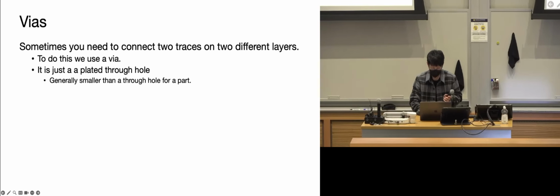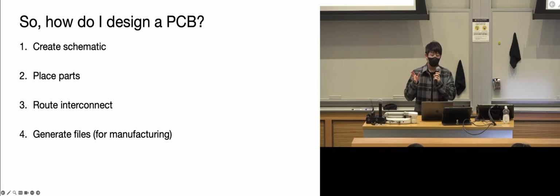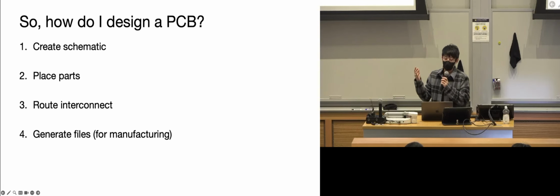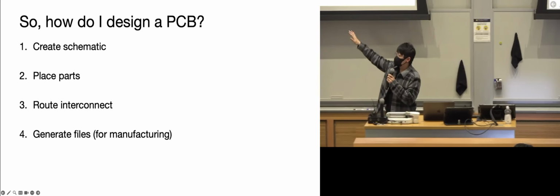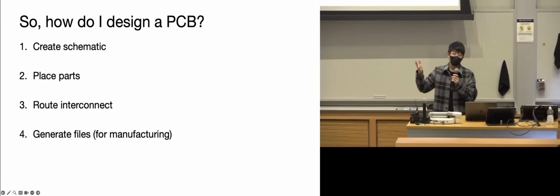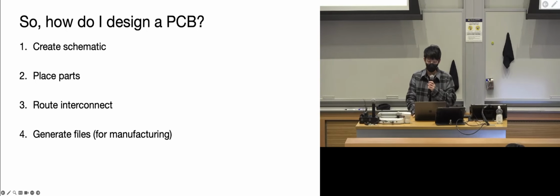Okay. So with all that, how do you actually design a PCB? Generally, there are these 4 steps. First is creating your circuit schematic, and then you place your parts, and then you do the routing, and then you generate the files for manufacturing. The file generation part is basically generating the Gerber files that are needed for the manufacturer.